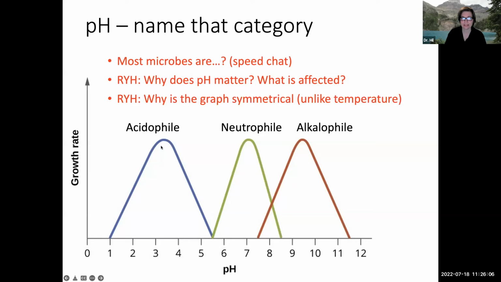And so what we can see here is, interestingly, the graph's symmetrical, unlike temperature. That's because whatever's happening at the wrong pH on the high pH side is the same as what's happening on the low pH side. So that tells us that as we deviate from this optimal pH, we're getting denaturation either way. It's not like temperature where you get denaturation on the hot side, but then you just get slowing down on the cold side.